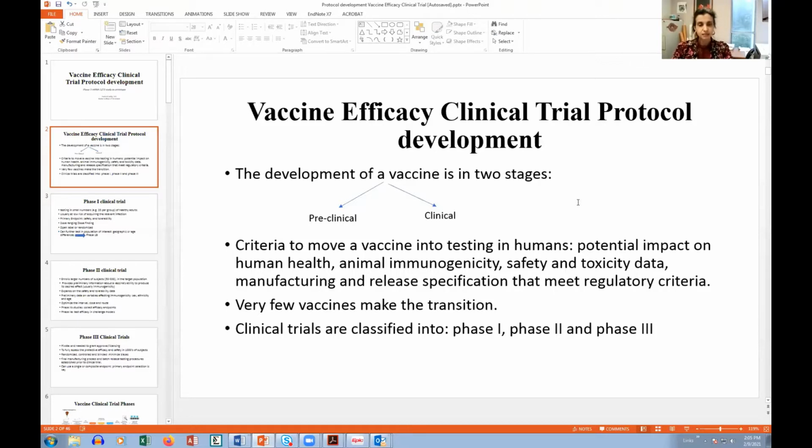The reality is that the majority of vaccines that are in the preclinical space never make it to the clinical arena. There are various criteria as to what vaccine get moved for testing into humans. Some of these criteria include their potential impact on human health. There are a lot of vaccines that are tested in animal models, but you read about them and they're relatively obscure. The disease incidence is too small to warrant large-scale vaccine development. So the potential impact of the particular pathogen on human health is always a consideration.